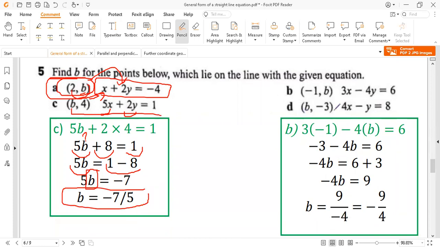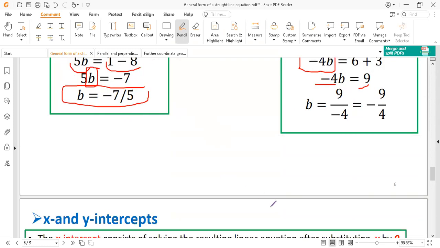In the same way, in part b, we substitute x by minus 1 and y by b. We'll obtain minus 3 minus 4b equal to 6. So normally, first of all, we isolate the term in b, minus 4b equal to 6. We move minus 3 to the right-hand side of the equal, or we can say we add 3 to both sides of the equal to obtain 6 plus 3 equal to 9, and then we divide by minus 4 to obtain b equal to 9 over minus 4, because minus 4 is multiplied by b. Okay, easy.